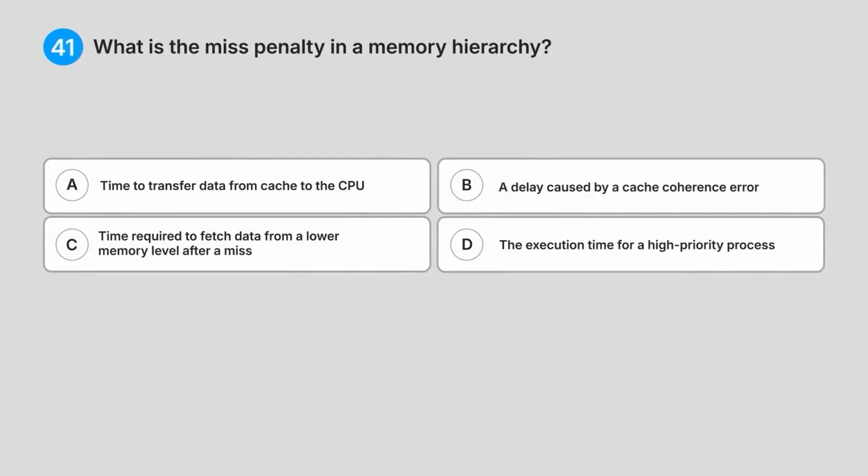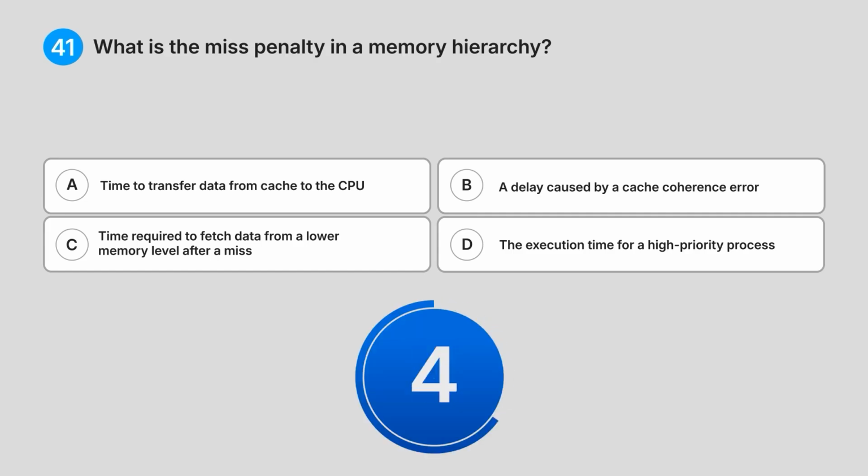(41) What is the miss penalty in a memory hierarchy? A. Time to transfer data from cache to the CPU. B. A delay caused by a cache coherence error. C. Time required to fetch data from a lower memory level after a miss. D. The execution time for a high-priority process. Do you know the answer?